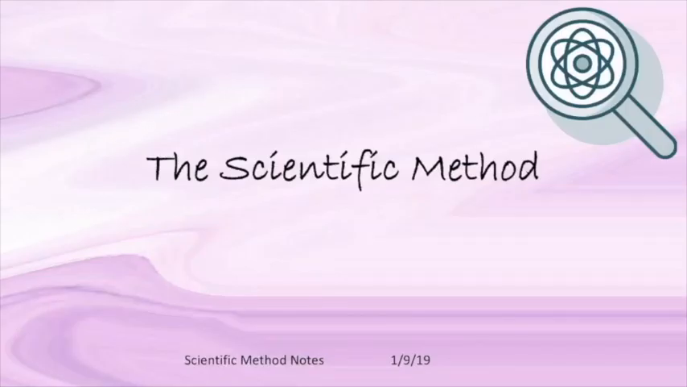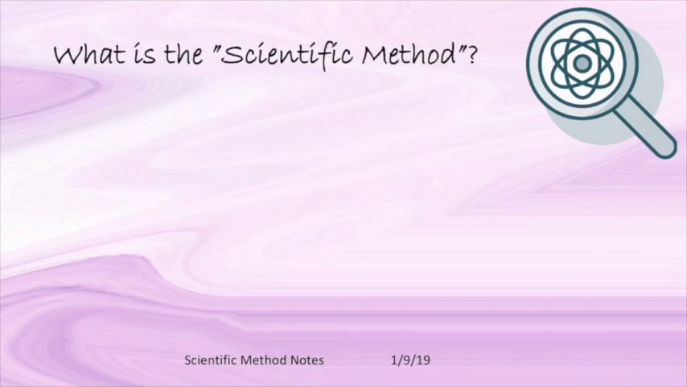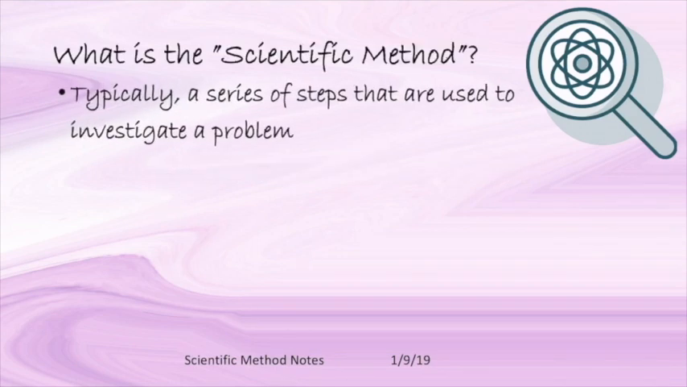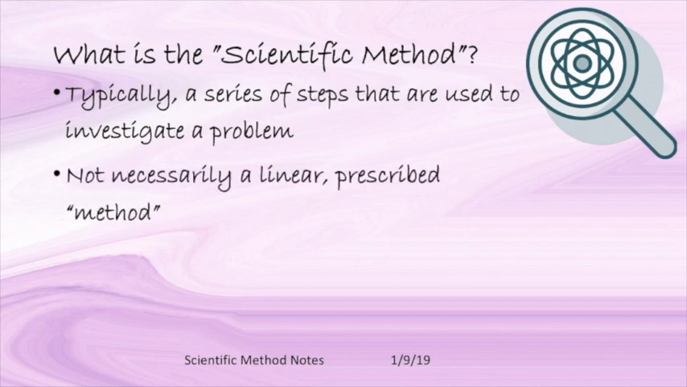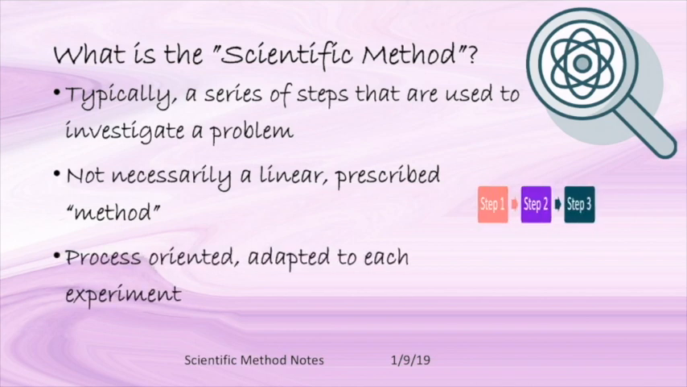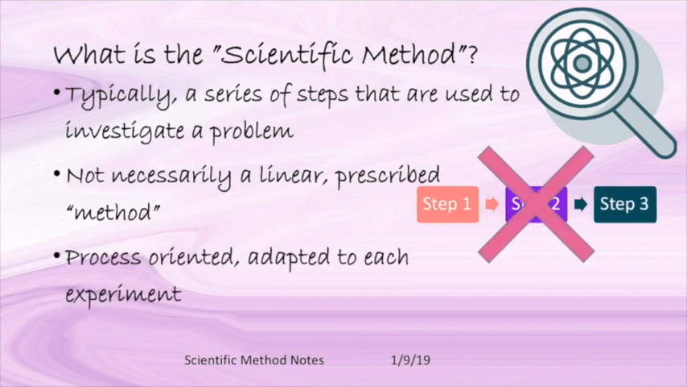This video is on the scientific method. So what is the scientific method? Typically, it's a series of steps that are used to investigate a problem. And it's not necessarily a linear prescribed method, so you may have to go back and repeat different steps at different times, depending on your results. It is process-oriented and adapted to each experiment.